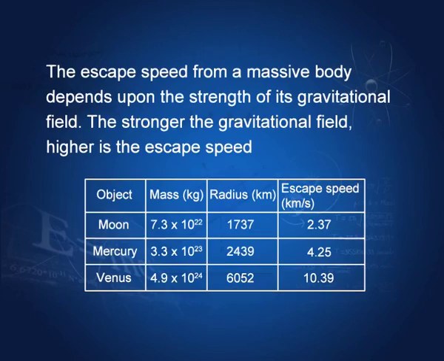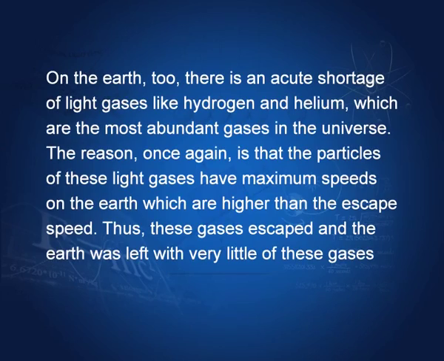So, what is the effect? The effect is that many particles that we find in the atmosphere of the earth have velocities, on the Moon and Mercury, higher than the escape speeds, and therefore, they escape. The gravitational field of Moon and Mercury is weak. The particle velocities are higher than the escape speed, therefore, they escape, which means that Moon and Mercury have no atmosphere, unlike the earth or unlike Venus.